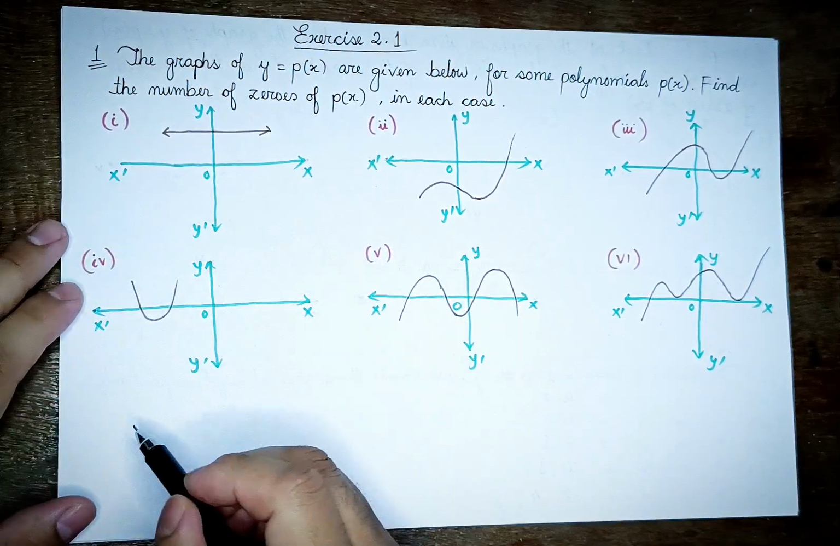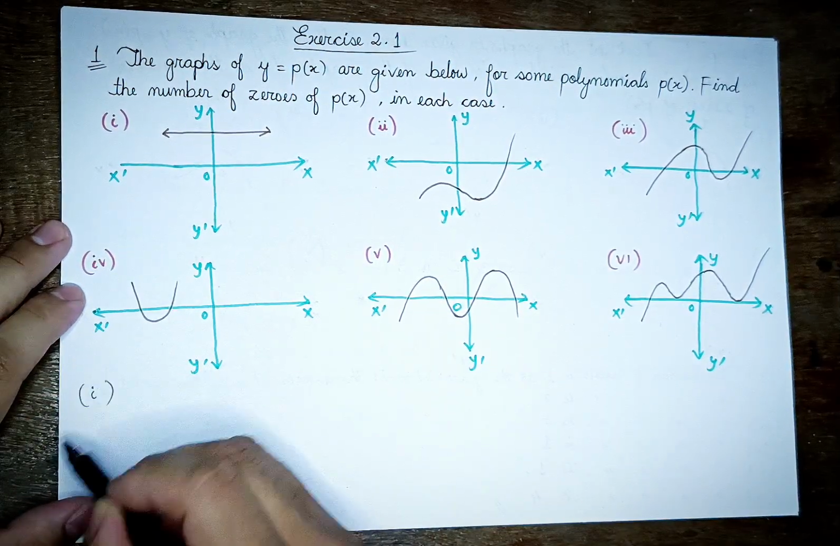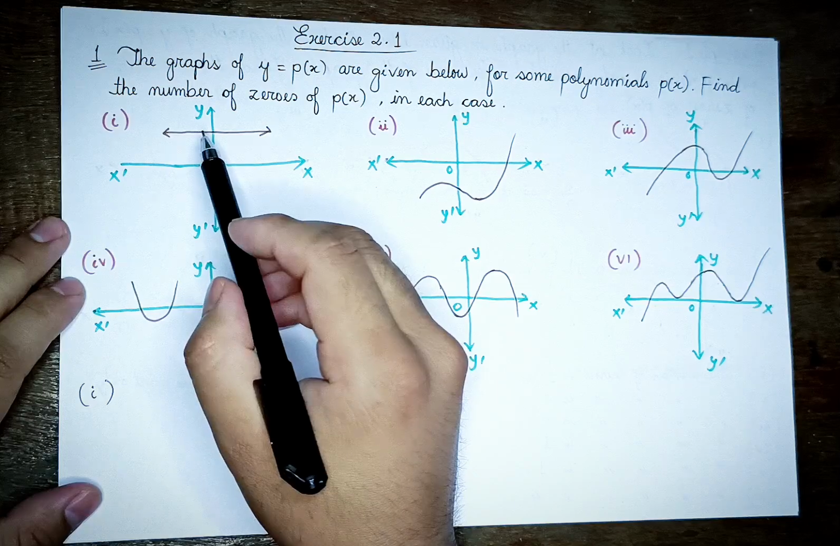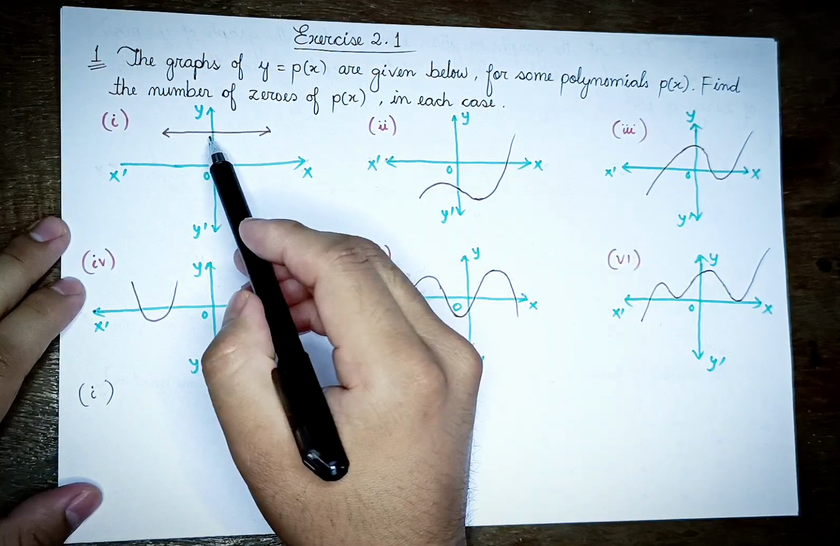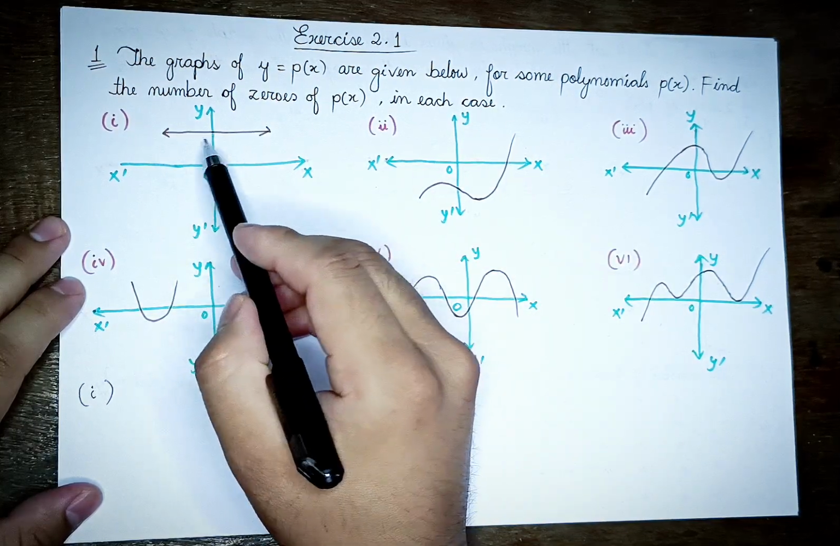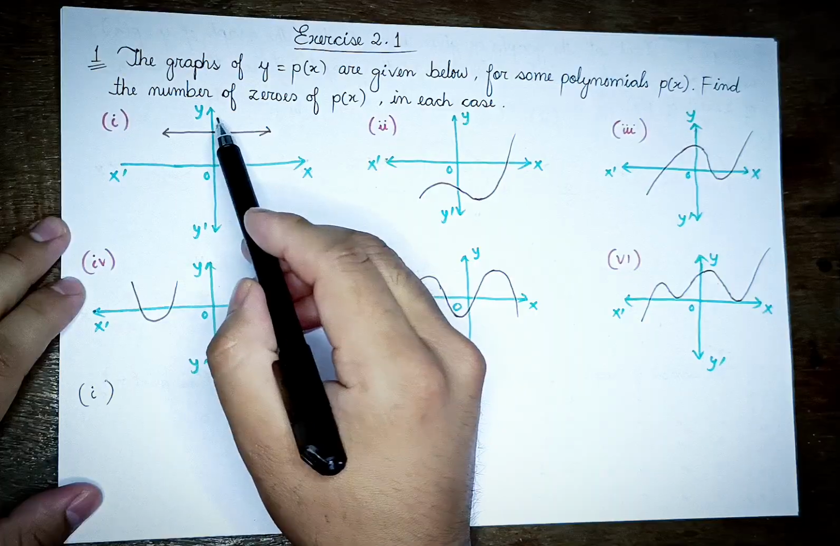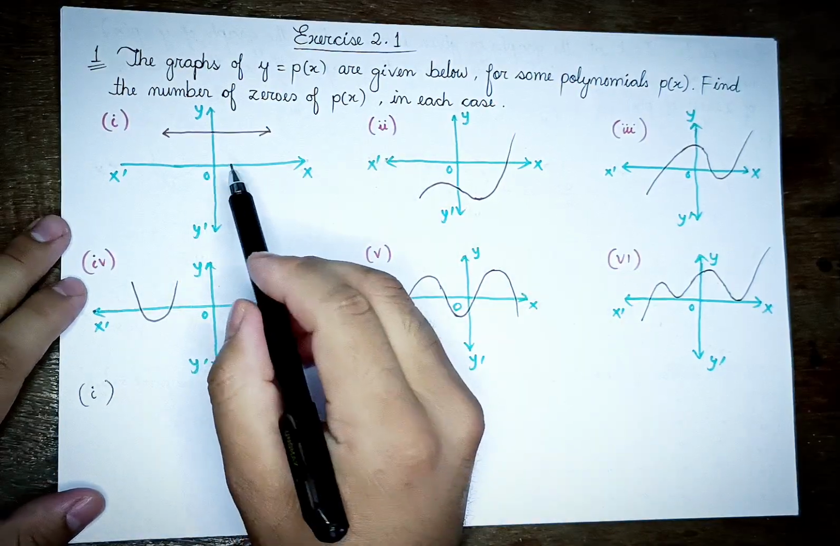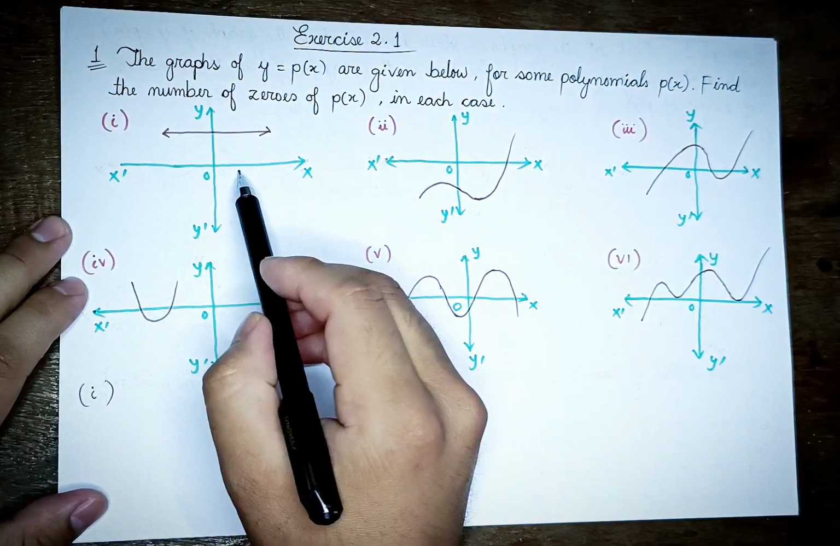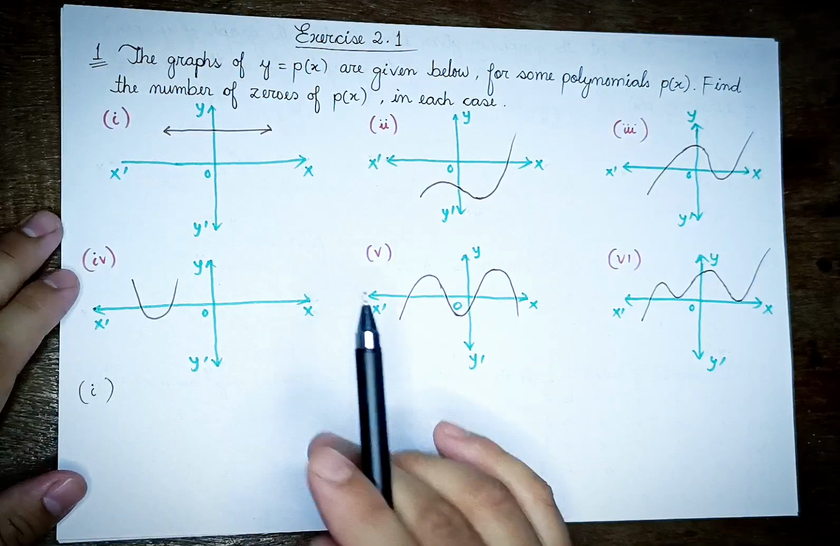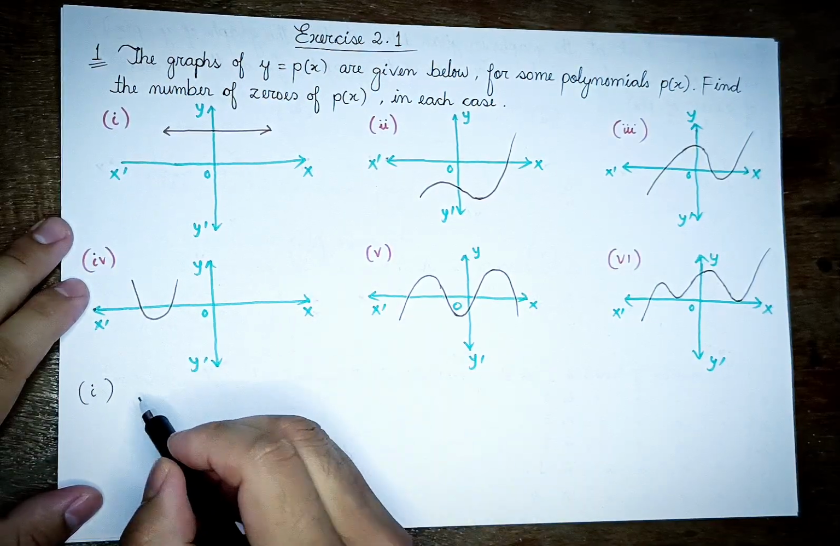Okay, let's find out. Roman number 1. We already know that the number of zeros will be the intersecting point of the graph and the x-axis. Here the graph and the x-axis have no intersection point, so the number of zeros is 0.